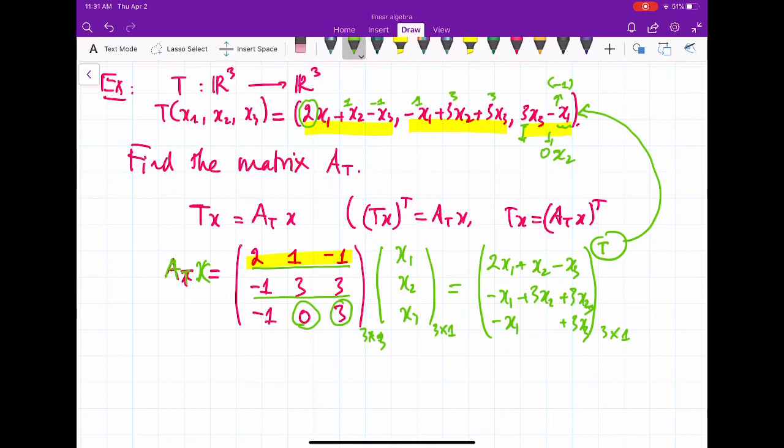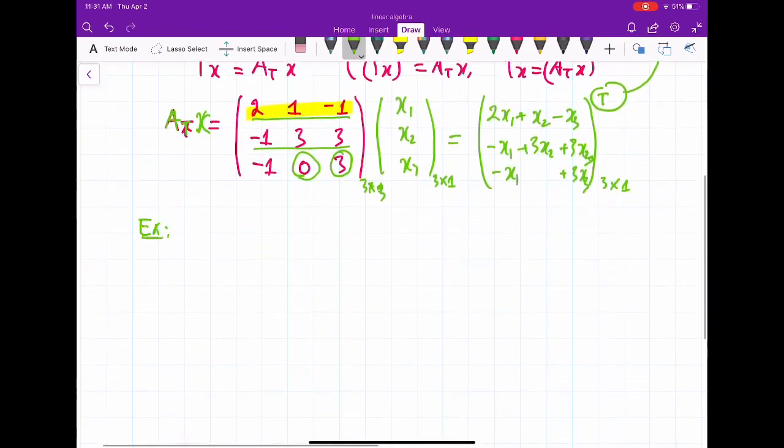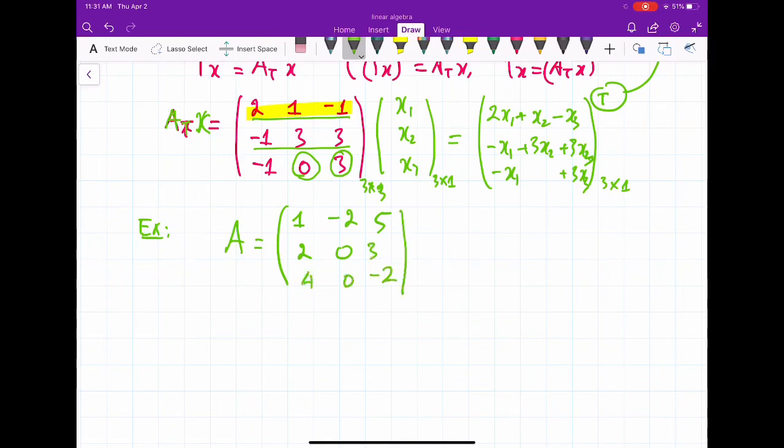Okay? In that case, if they give you a matrix, you can find the formula of the linear transformation. Look at this. If they give you a matrix A: [1, -2, 5; 2, 0, 3; 4, 0, -2]. They ask you to find the T, let's say T_A, the linear transformation corresponding to this matrix.